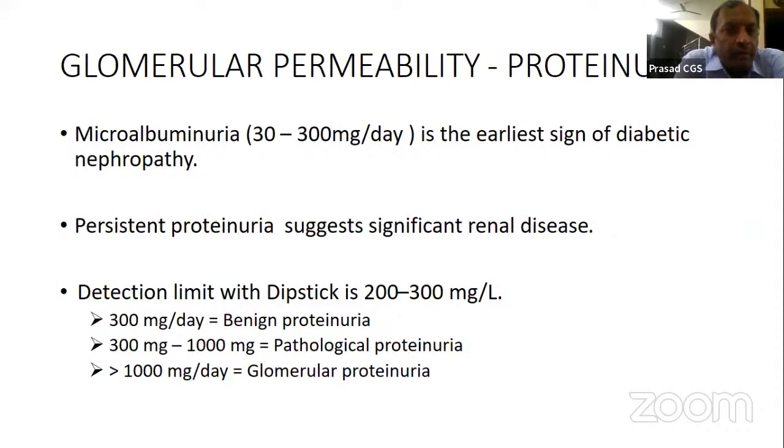Coming to how to measure the glomerular permeability, we look for proteinuria. Usually proteins are not excreted in the urine. Microalbuminuria, that is 30 to 300 milligram per day, is the earliest sign of diabetic nephropathy. Persistent proteinuria suggests significant renal disease. When the proteinuria is less than around 300 milligram per day, we think of benign proteinuria like in pregnancy. When it is 300 to 1000 milligrams, it is called pathological proteinuria. When it is more than 1000 milligram per day, it is glomerular proteinuria.